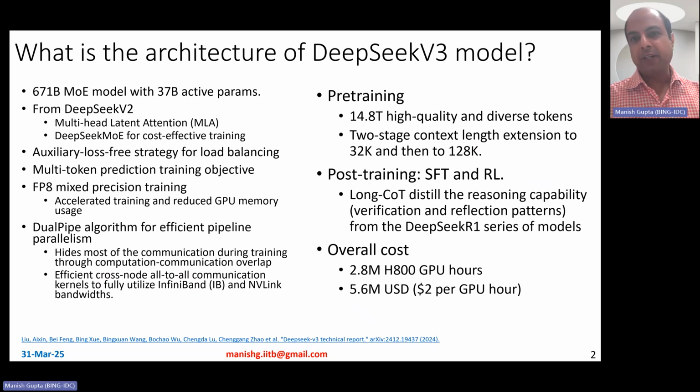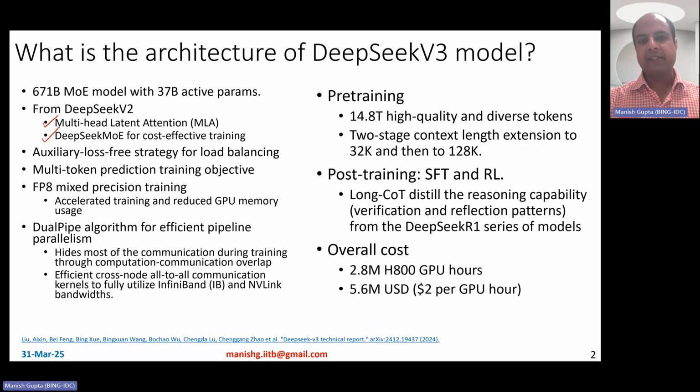So what is the architecture broadly of DeepSeek V3 model? Well, it is a 671 billion parameter model, so it's not a small model, and it is basically based on mixture of experts architecture. Although the number of parameters are large, 671 billion, the number of active parameters per token at inference time is just 37 billion parameters. So it has borrowed two interesting architectural innovations from DeepSeek V2, multi-head latent attention and DeepSeek mixture of experts for cost-effective training. We'll talk about details about this on the next slide.